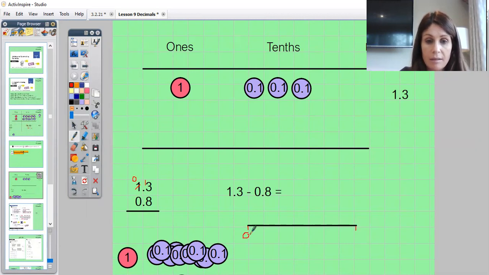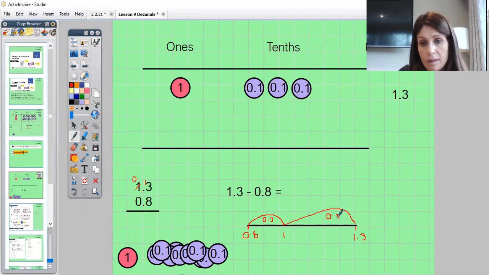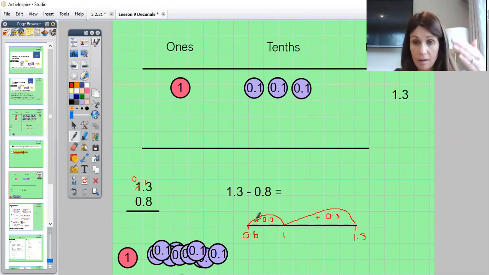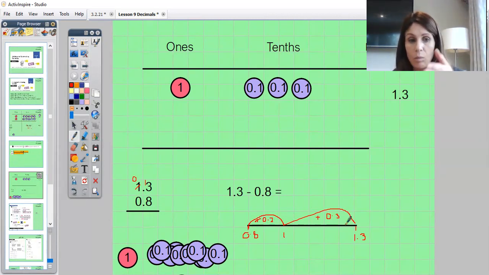So we're starting at 0.8 and we're saying, right, how many more until I get to 1.3? So 0.8, I need 0.2 to get to 1 whole. So that's 2 more. And then I need another 0.3 to get to 1.3. So plus 0.2 and then plus 0.3. All right, that's how we would have it in our heads. That's our thought process. How many more to get to 1 whole? How many to get to then 1.3?